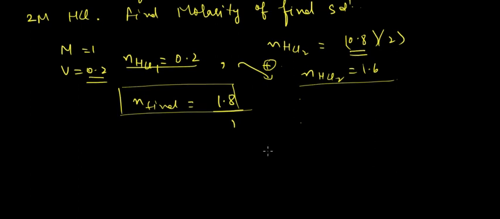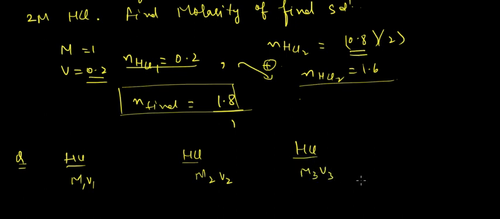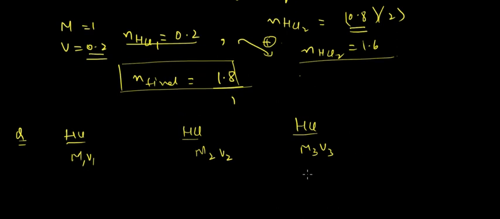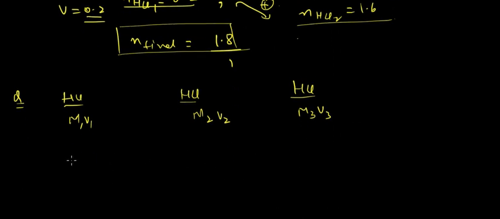Okay, let's see another question. So here let's say we have HCl, which is present at molarity M1 and volume V1. Another HCl is present at molarity M2 and volume V2, and another HCl is present at M3 and V3. So what is the molarity of the solution?